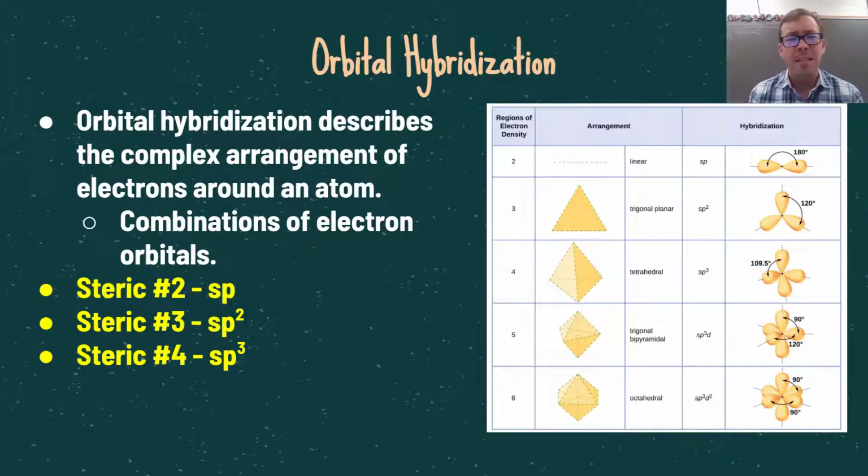And the way we know this is by looking at the steric number. So for example, if we have a steric number of 2, we would call the orbital hybridization sp. If the steric number is 3, it is sp2, and if it's 4, it's sp3. There are more than this, but you are not going to need to know them. I would just basically memorize your steric numbers and your orbital hybridizations. It makes this a whole lot easier.